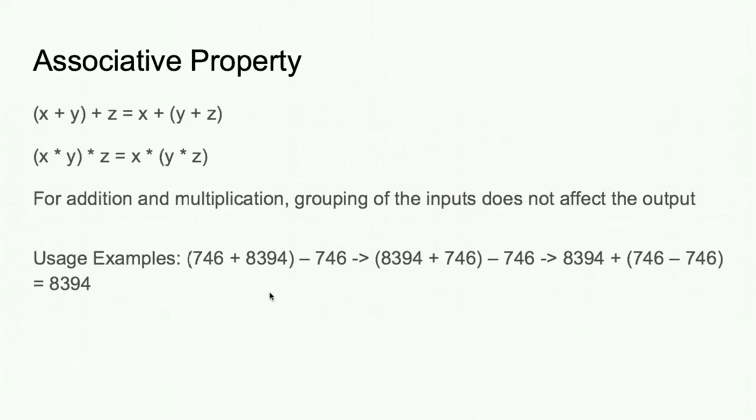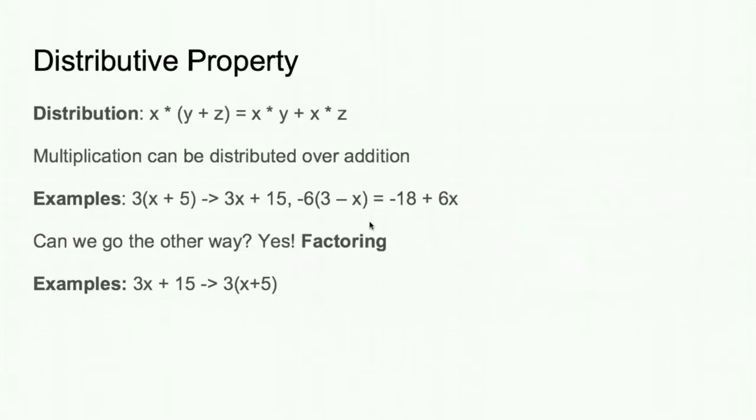First, I can observe that in this bracket here, I can use the commutative property to switch the order of the inputs. So I write it as 8,394 plus 746, then minus 746. Then I'll use the associative property to switch up the grouping of the operator. So here we have 8,394 plus quantity 746 minus 746. And this we know goes to 0, which means that the final simplified expression is just 8,394. Now, this would be much easier than if I had added 746 to 8,394 first and then subtracted the 746 again, as in the original expression.